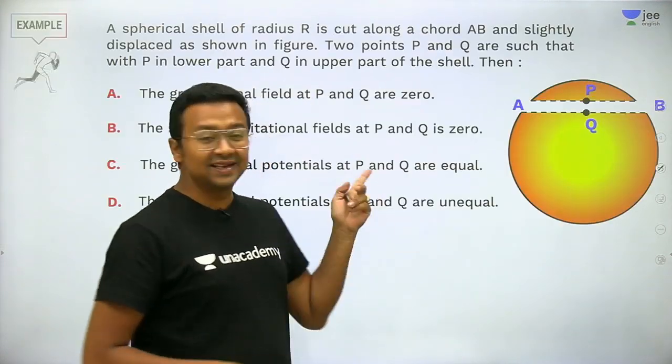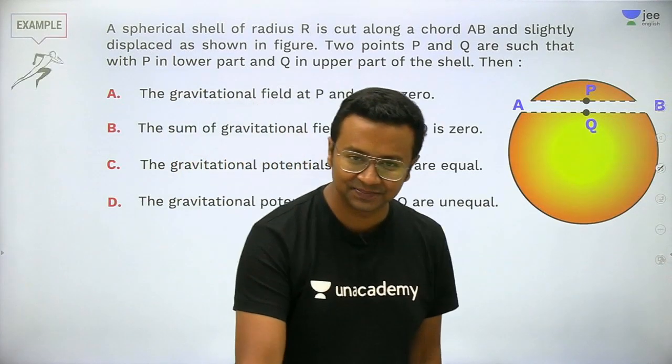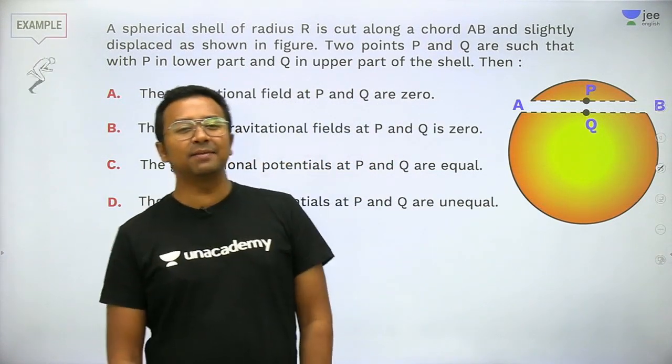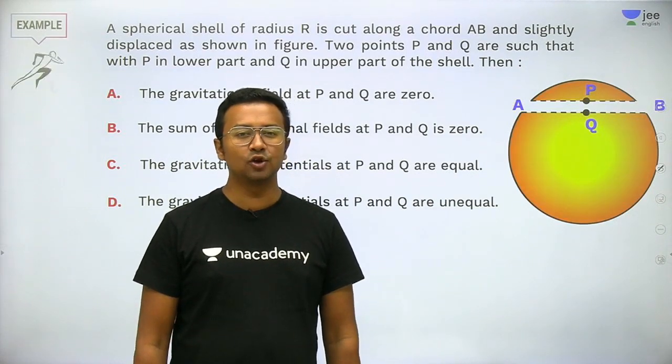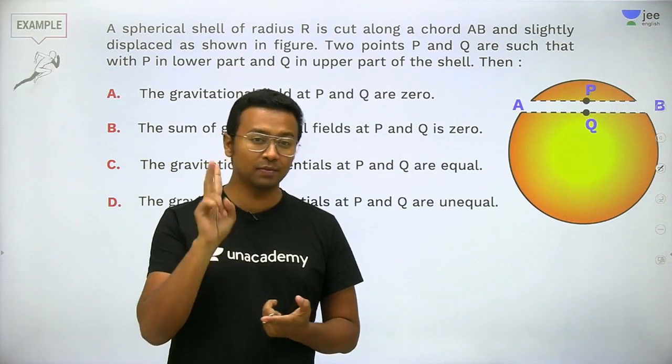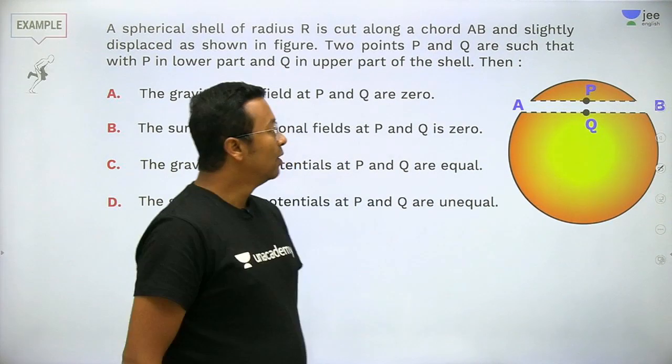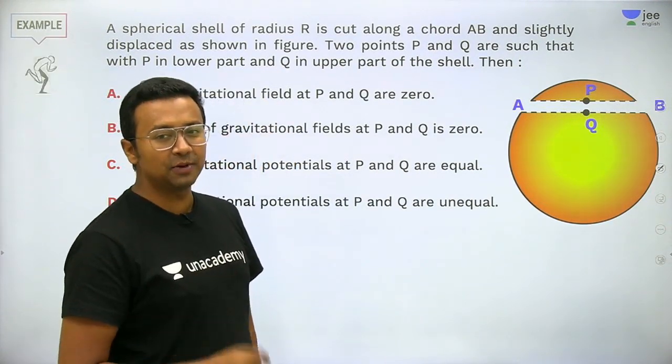So this is the question I was talking about. Now it's a multiple choice question. There are two options which are correct. One is about the field, the other one is about the potential.